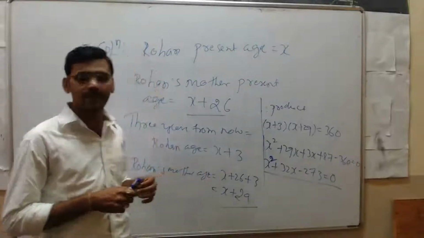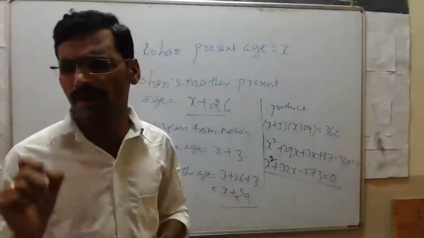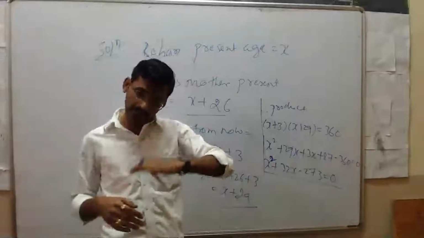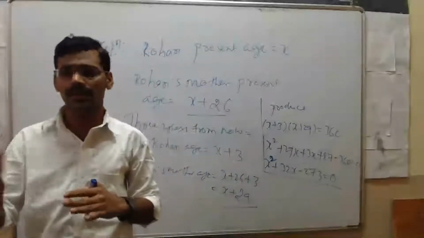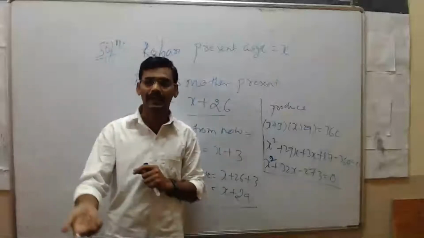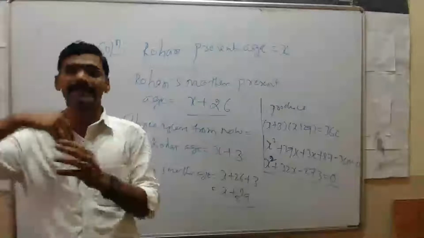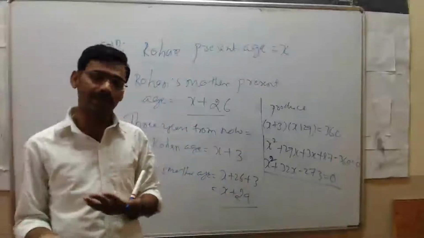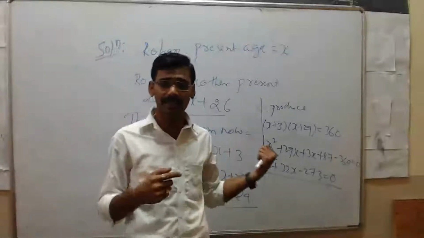Because we have to find Rohan's present age, we consider the present age of Rohan as x. His mother is 26 years older, so she is x plus 26. After 3 years, Rohan's age is x plus 3, because 3 years get added to x. His mother's present age is x plus 26, and after 3 years it is x plus 26 plus 3, which means x plus 29.